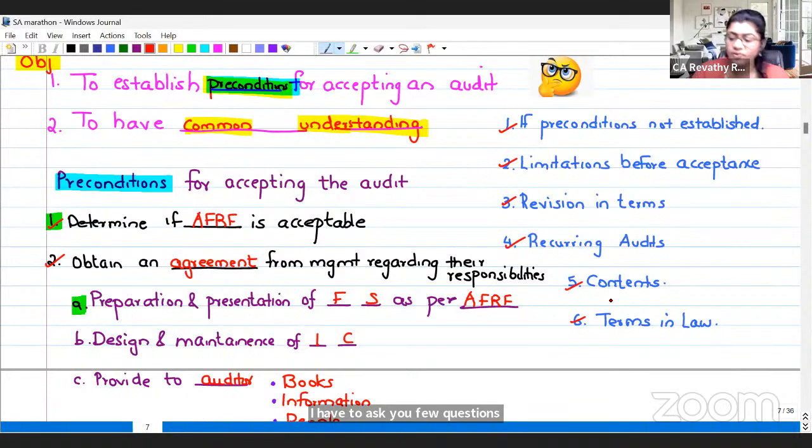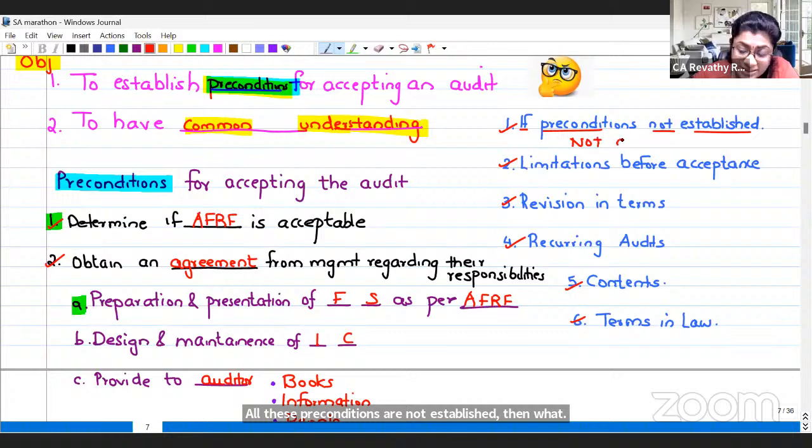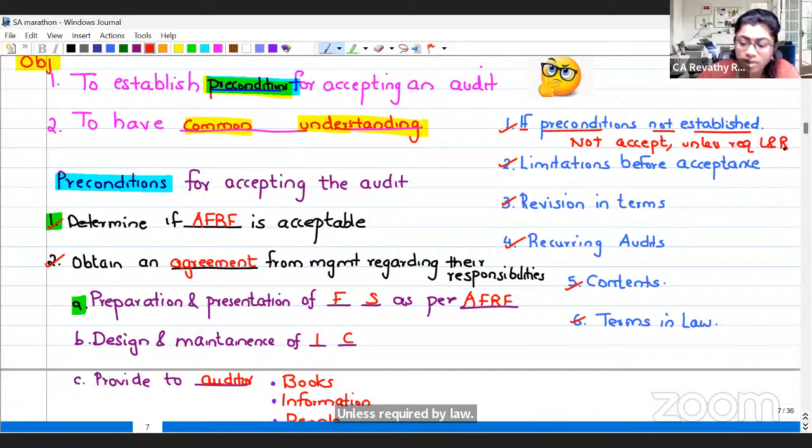But if clear, I have to ask you 6 questions. I'm not going to write, basically I'm going to ask. Will you reply? 1. What if preconditions are not established? All these preconditions are not established, then what will the auditor do? Do not accept unless required by law and regulations.